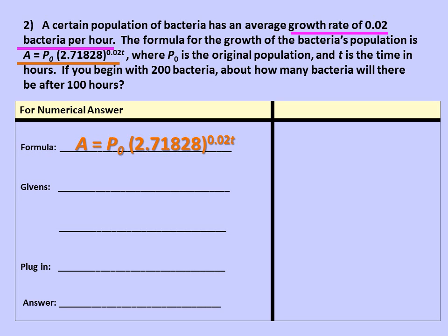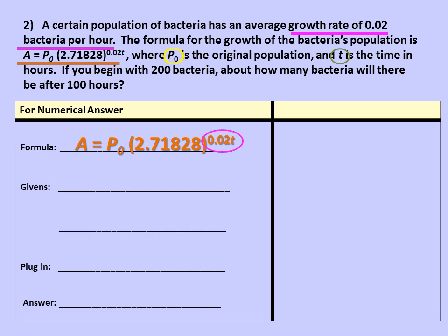Now, wait a minute. Look here, guys. 0.02. That's where that rate of growth is. They've already got it in the formula. I guess I'm not going to use it. Well, I am, but I don't have to write it in. Let's keep going. P0 is the original population, and of course t is usually time, in hours, though. Keep an eye on that kind of stuff.